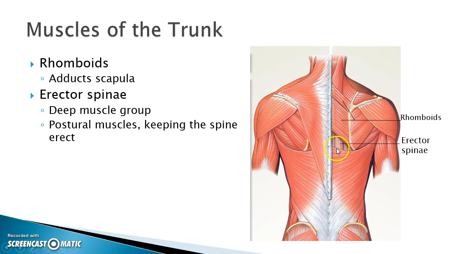Deeper to that, we would be able to see it even better if the latissimus dorsi was cut away. But going all the way up to the skull and all the way down to the sacrum, you're going to have these erector spinae muscles. And that word just means that they keep the spine erect. So these are important for your postural muscles.